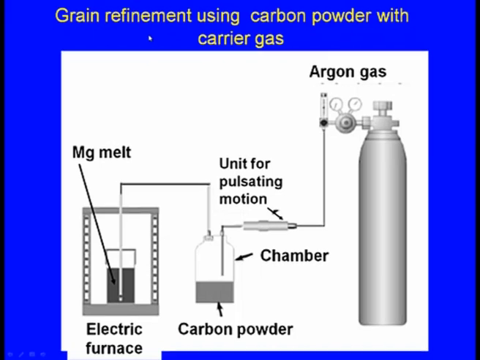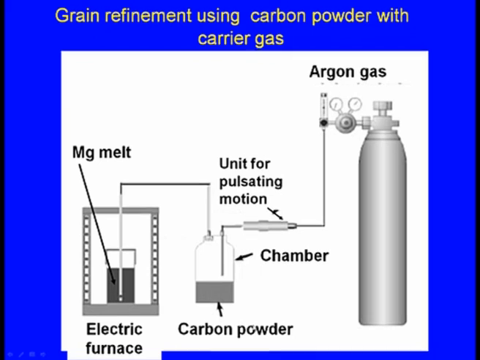Next one, this is the second method of grain refinement: grain refinement using carbon powder with carrier gas. Now, here we can see this is the molten metal. The base metal is magnesium here, inside an electric furnace. This magnesium molten metal is grain refined using carbon powder, meaning carbon powder is acting as a grain refiner. Now, this carbon powder is kept in a chamber, we can see here. So, this is the chamber. Now, this is the argon cylinder. From the argon cylinder, the argon gas will be coming, and here we can see a unit for pulsating motion, right.